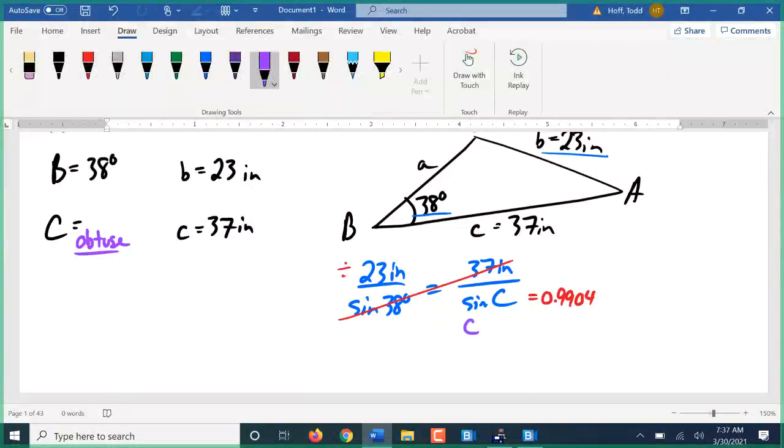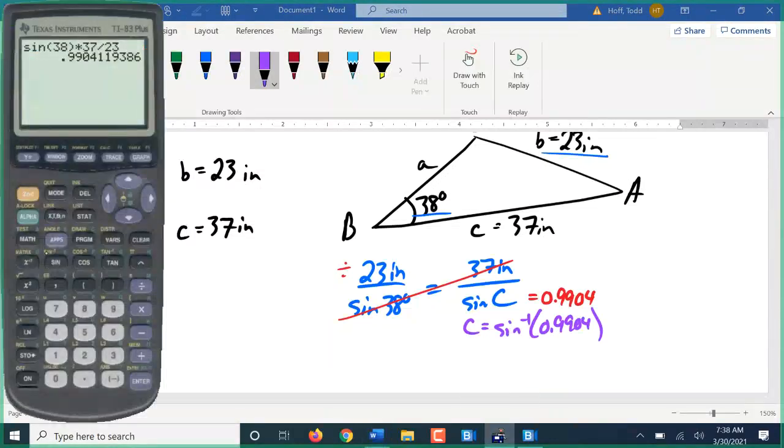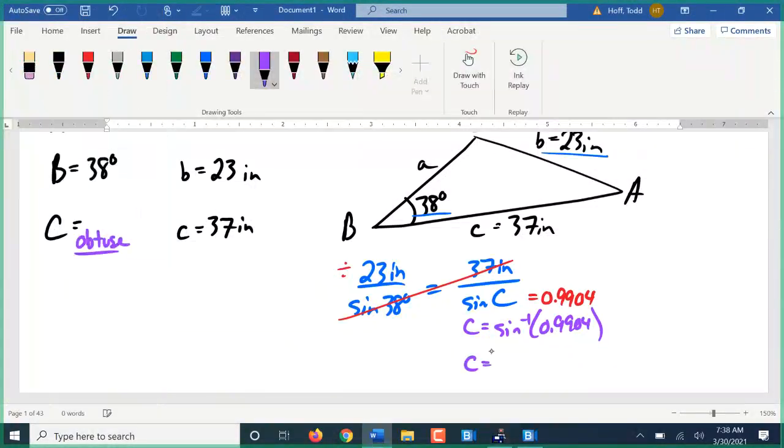As we've seen the last couple of examples yesterday, we then have to do the inverse sine, 0.9904, to get one of the potential angles for C. It's not necessarily angle C, it's one of the two potential angles that it could be. So second sine, second answer. Again, I use that answer key so that I don't get a round off error by writing it down and typing it back in. Gives me 82.06 degrees.